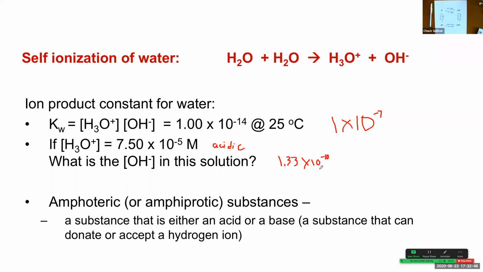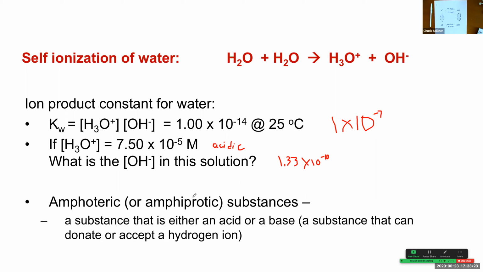So the other way we can figure out whether these solutions are acidic, neutral, or basic is to look at the hydroxide ion. If hydroxide is less than 1 times 10 to the minus 7, it's acidic. If hydroxide is greater than 1 times 10 to the minus 7, it's basic. So in this case, we have an acidic solution. Everything lines up. Everything has to line up. The hydroxide concentration and the hydronium ion concentration have to both indicate that the solution is acidic, basic, or neutral.